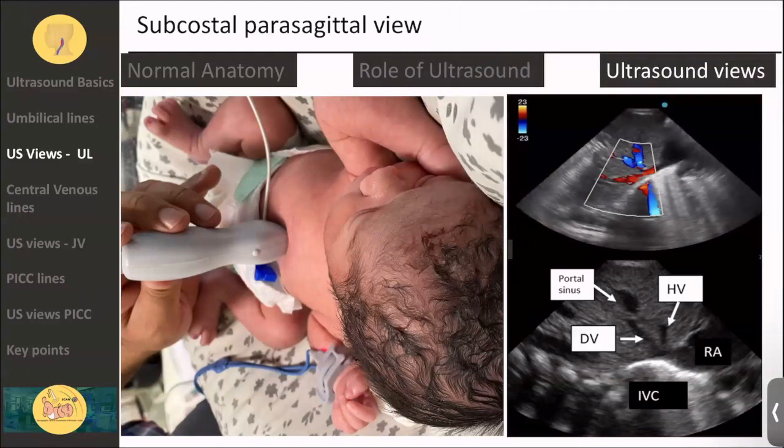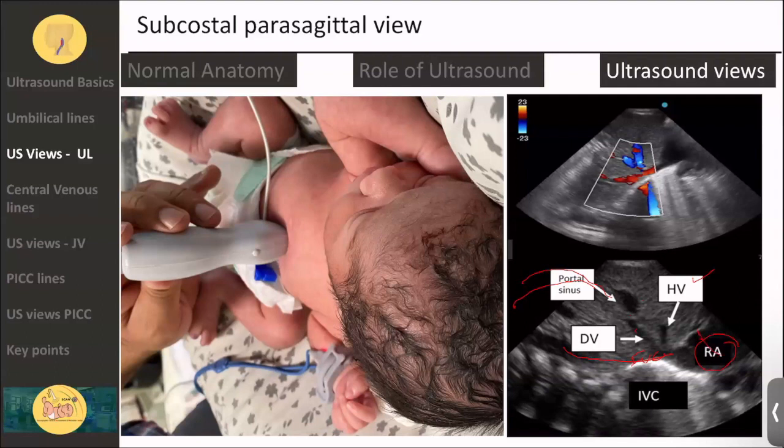So when the line is coming, basically this is the inferior vena cava. This is the IVC. This is the right atrium. This is the hepatic vein, HV. So the umbilical line is coming from here, and then it rests in the portal sinus, and from the portal sinus, the ductus venosus, and then into the IVC.